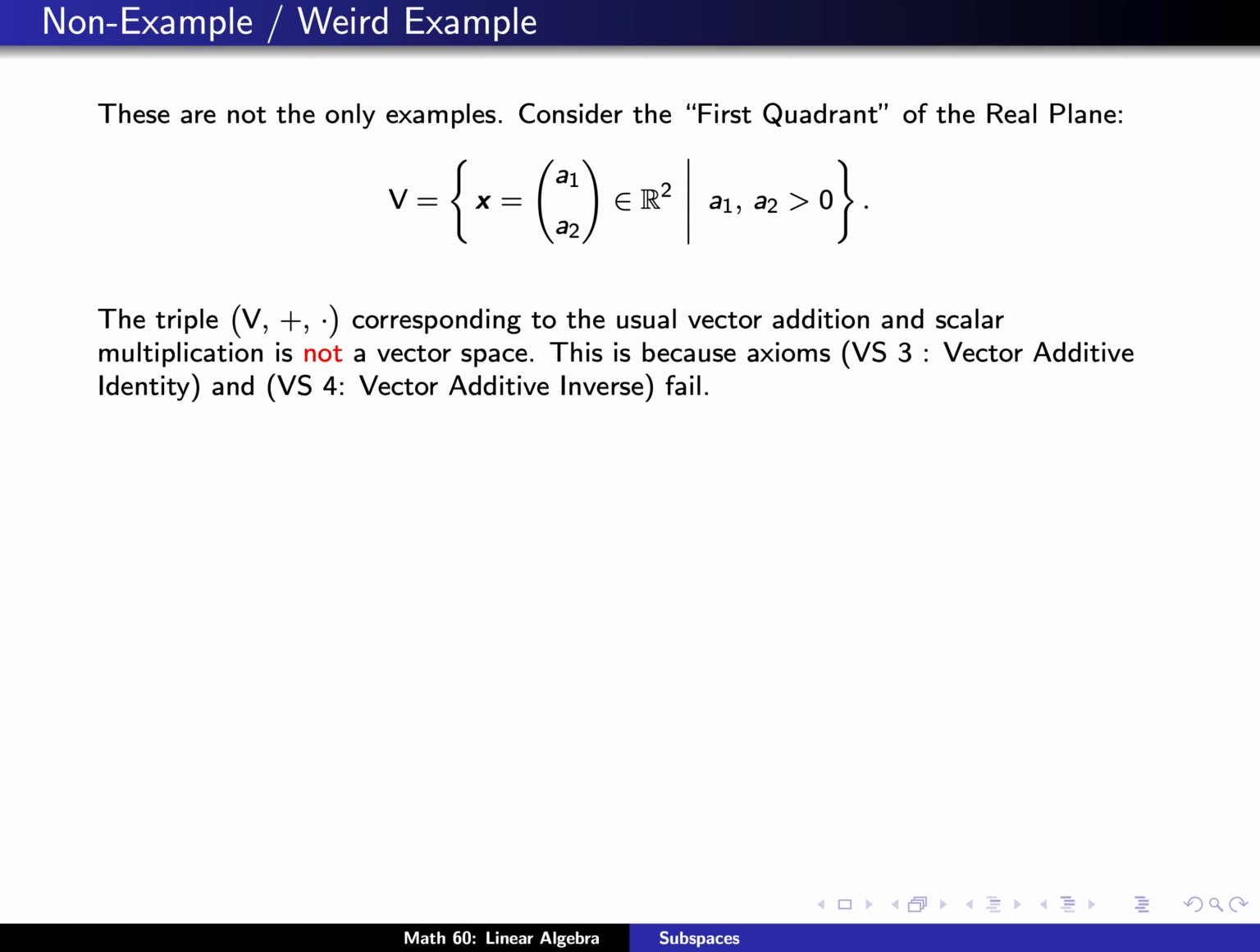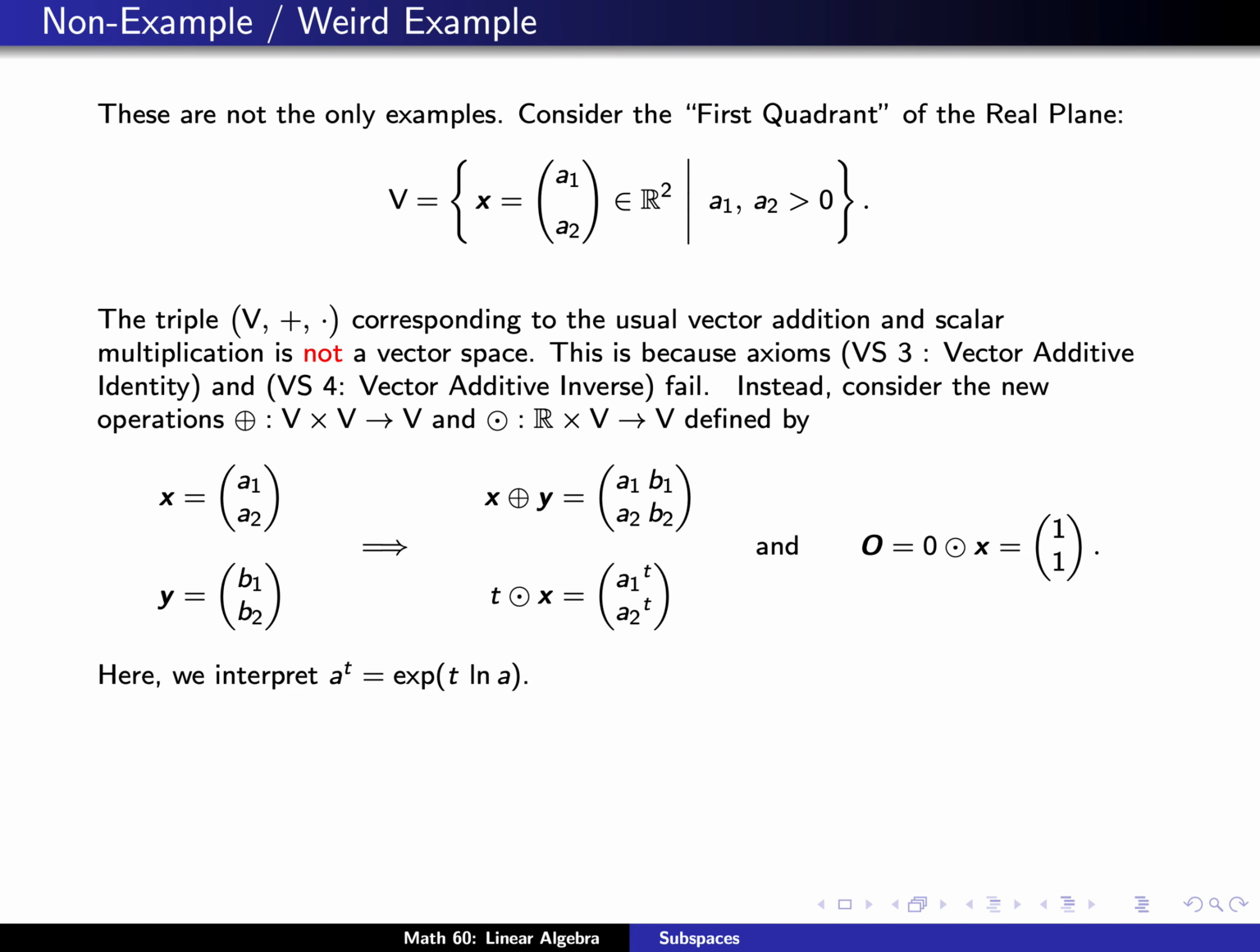That is, the origin (0, 0), which was our 0 vector, is not an element of the first quadrant. Similarly, if we had a vector (2, 3) that is sitting in the first quadrant, its additive inverse, namely (-2, -3), is not in this space. However, we can define new operations so that we do have a vector space.